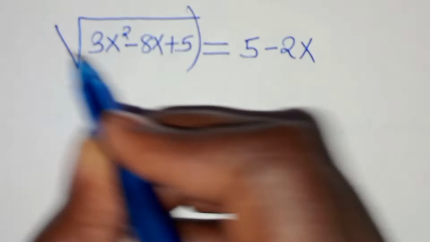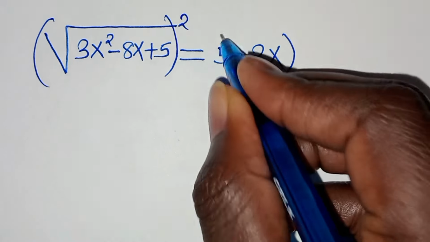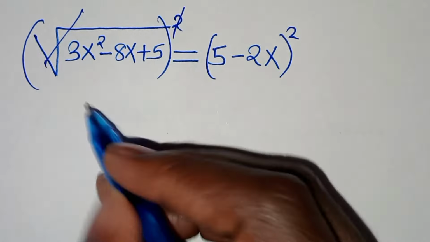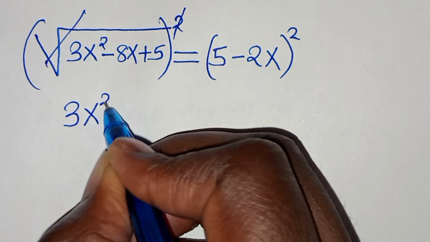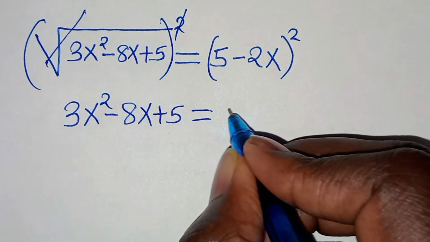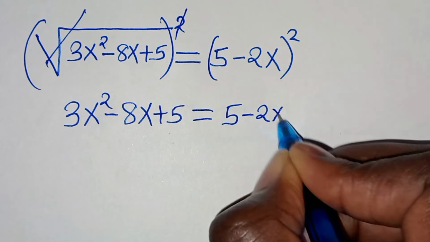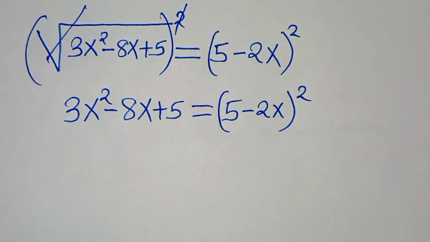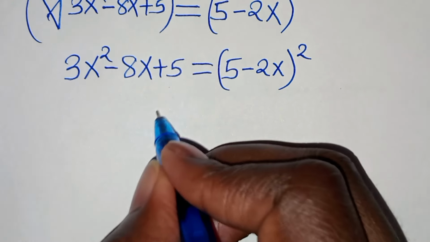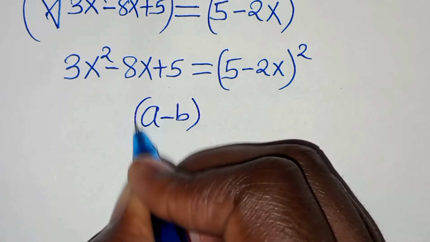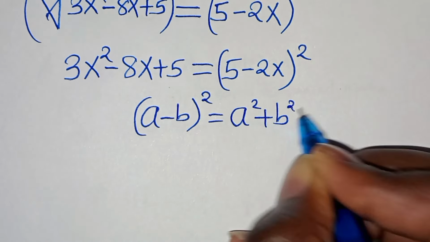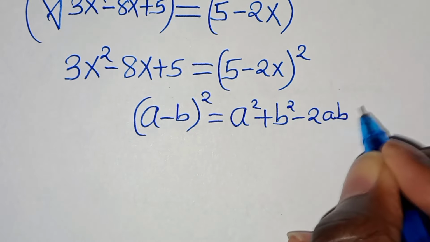Now the next step is to square both sides. So let's square both sides from here. Let's eliminate the square root sign, so that now this is 3x to the power of 2 minus 8x plus 5, which is equal to (5 minus 2x) raised to the power of 2. This is in the form of (a minus b) raised to the power of 2, which can be expressed as a to the power of 2 plus b to the power of 2 minus 2ab.